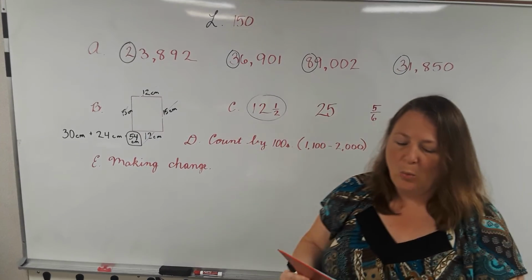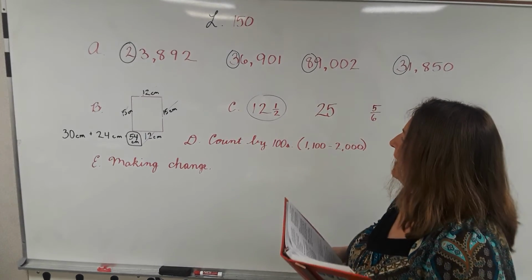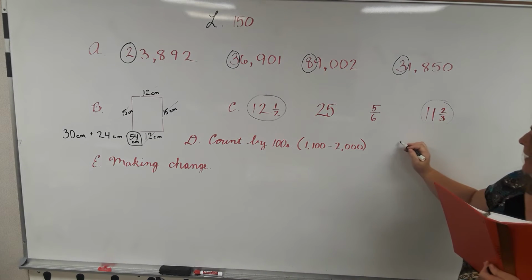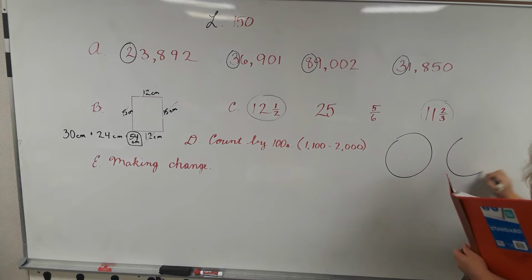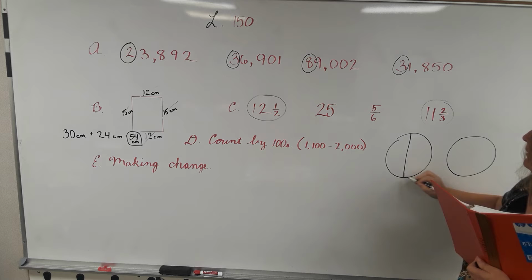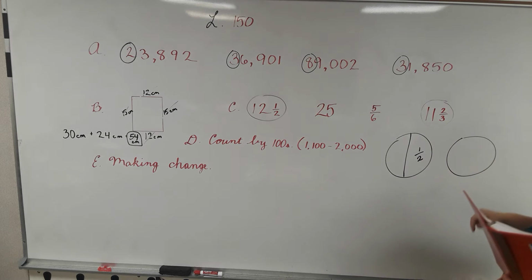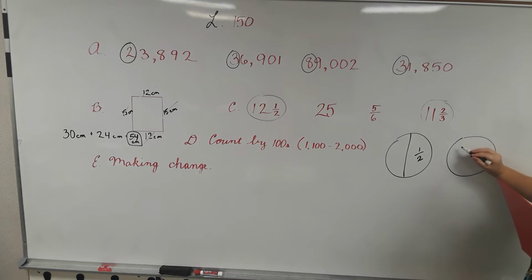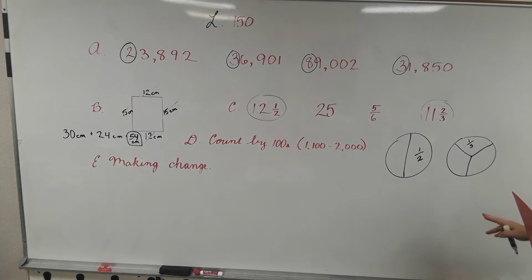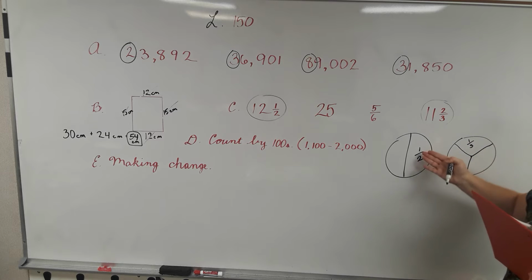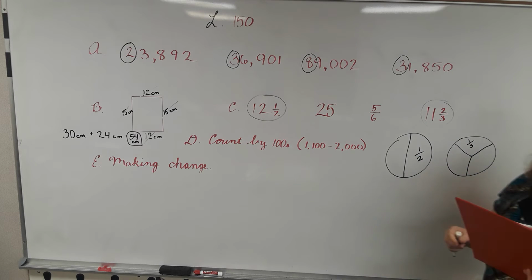Which is greater, 1/2 or 1/3 of a pie? You have to think about it in this way. If there's a pie and it's split into halves, a half is this big. If you have a pie and it's split into thirds, you need to make 3 sections. A third is this big. Which is larger? 1/2 or 1/3? 1/2 is larger. 1/2 is greater than 1/3.